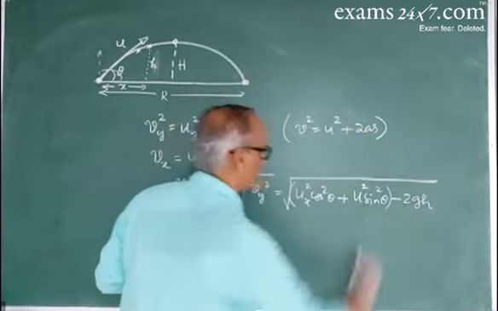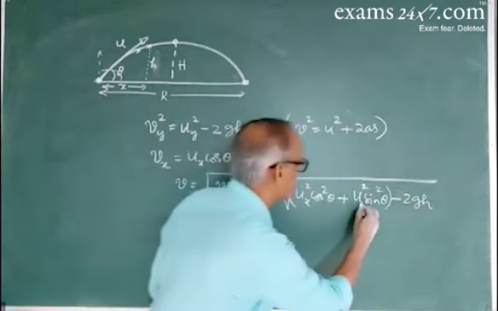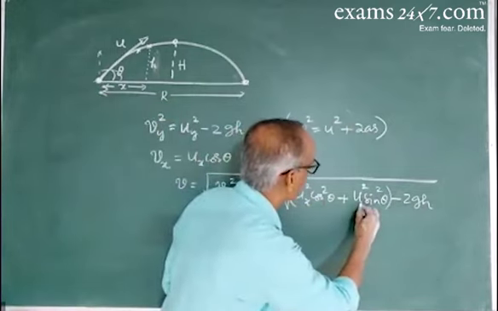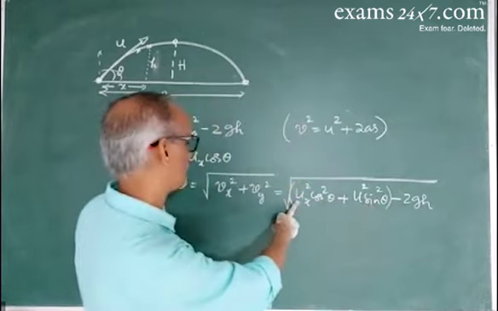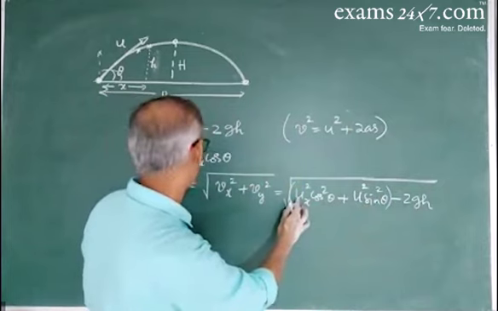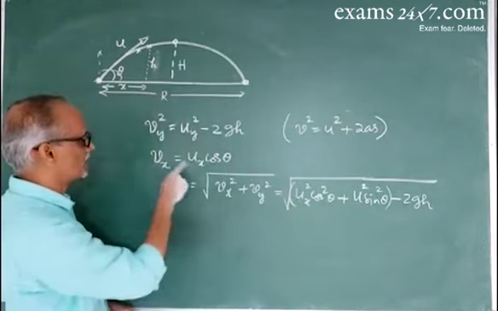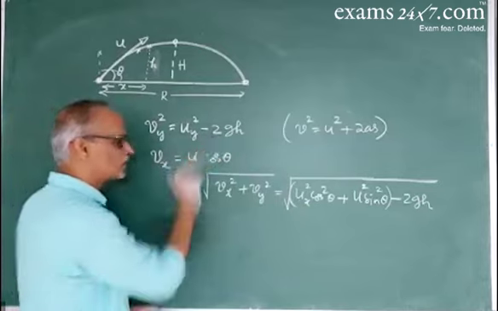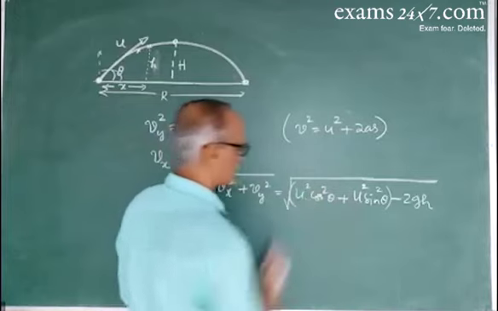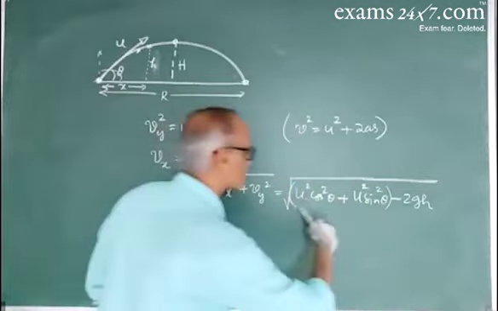So square here. What is the u x square? cos square theta. This is the value along the horizontal, which is nothing but u only. That's u square cos square theta, and this is nothing but u square sine square theta, which is the vertical. Okay, so from this what do we get?